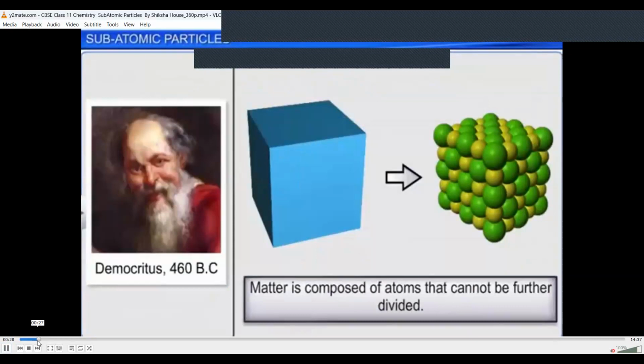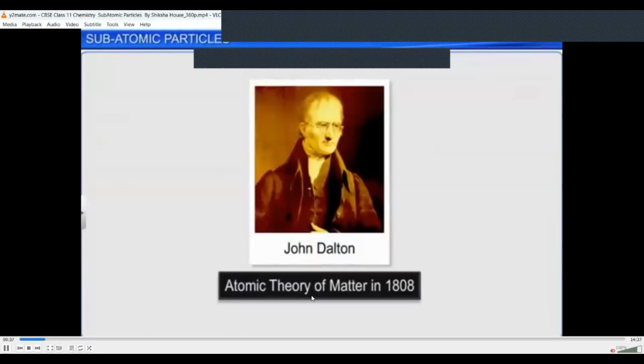So this is John Dalton, right? Atomic theory of matter, found by John Dalton, 1808. Okay.